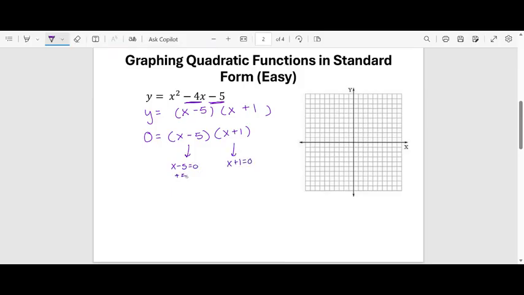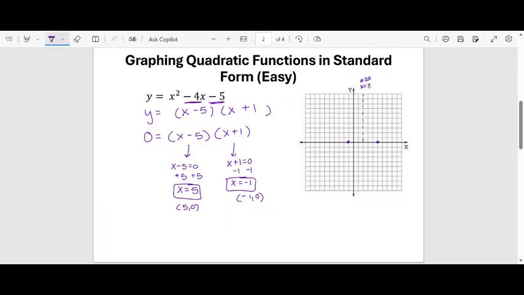Most of you at this point would be able to do this in your head. Of course, your x is going to be 5 because 5 minus 5 is 0. And on this one, your x is going to be negative 1 because negative 1 plus 1 would be 0. So my first x-intercept will be at 5, 0, and my next x-intercept will be at negative 1, 0. So I'll do negative 1, positive 1, 2, 3, 4, 5. I can draw my axis of symmetry in, and my axis of symmetry will be right here at x equals 2.